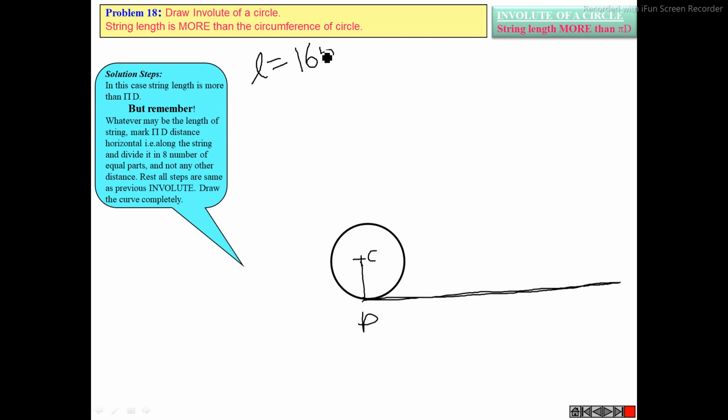Say suppose the length of the wire or the thread is 165 mm. That means 16.5 centimeter. Take your compass, measure 16.5 centimeter with the help of your scale. Place your compass at point B and on this infinitely long tangent line cut an arc. Say this point. What is this point? This point is P dash. P dash is the length of the wire L. Correct?